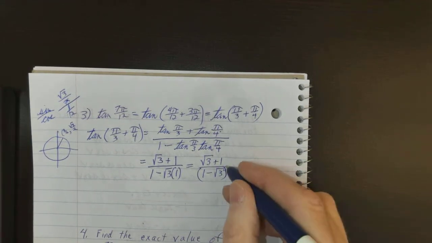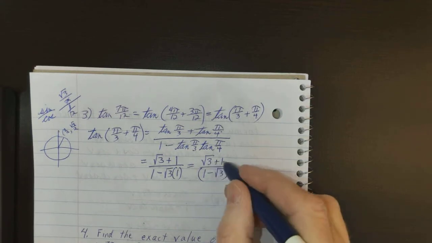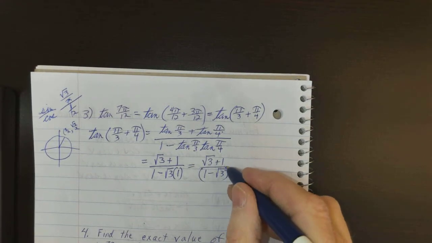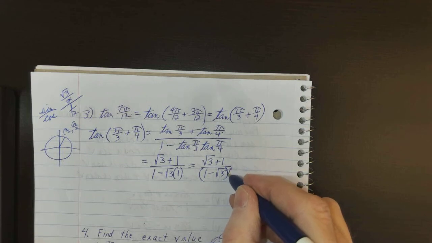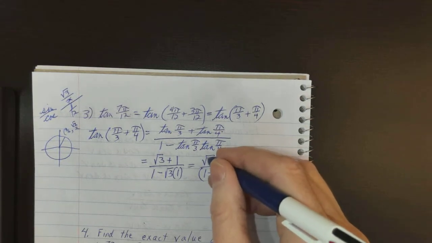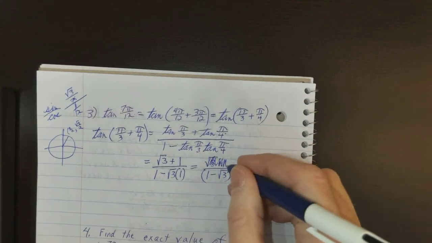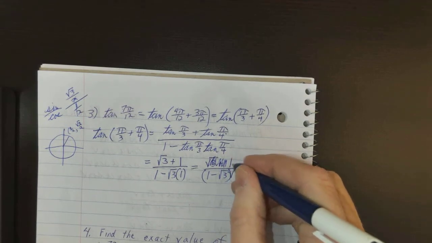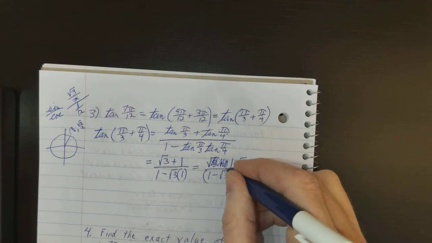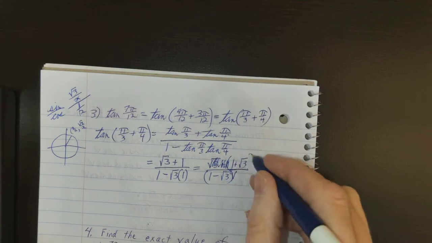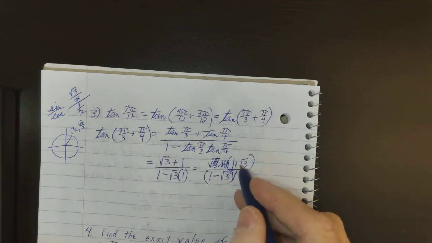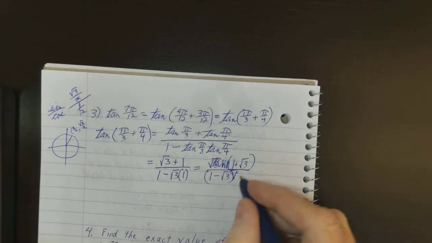Oh, I'm already starting here. It might have been a good idea to switch those around. I'm not going to do that right now. Actually, I am. I'm changing my mind, and I'm allowed. So I'm going to make this 1 plus square root of 3 in the numerator here. Okay, just rearranging the order so that we have the number and then the radical.